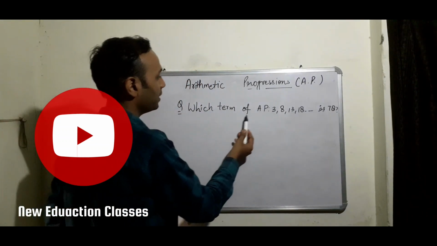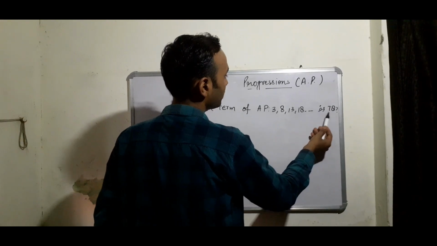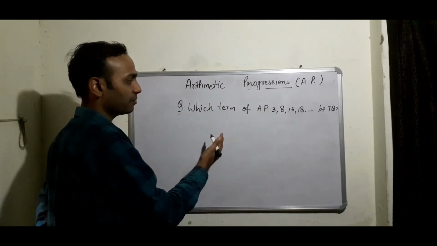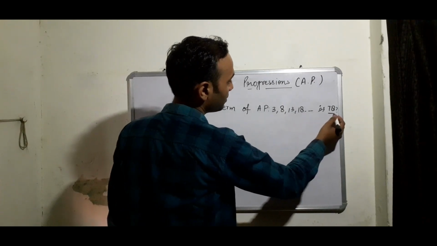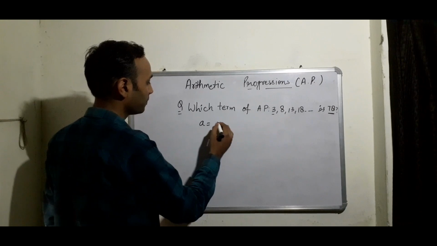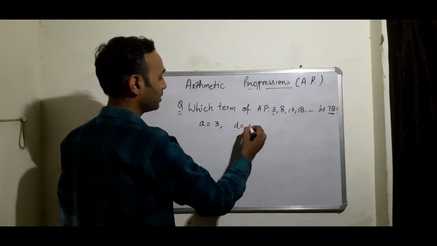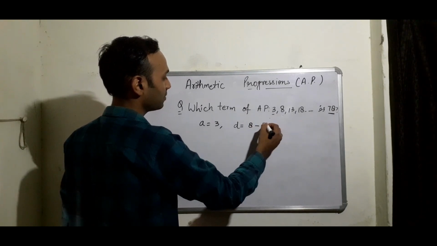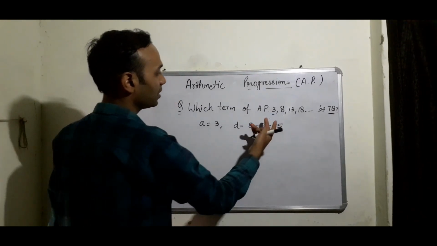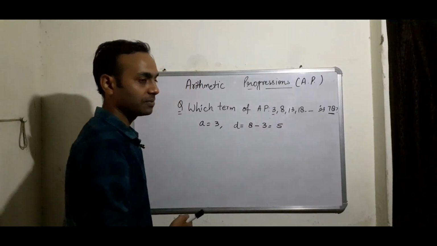Which term of the AP 3, 8, 13, 18 is 78? Here is an AP, and we have to find out which term of this AP is 78. Here the first term a equals 3 and the common difference d equals the second term 8 minus the first term, which is 5. The common difference between these terms is 5.